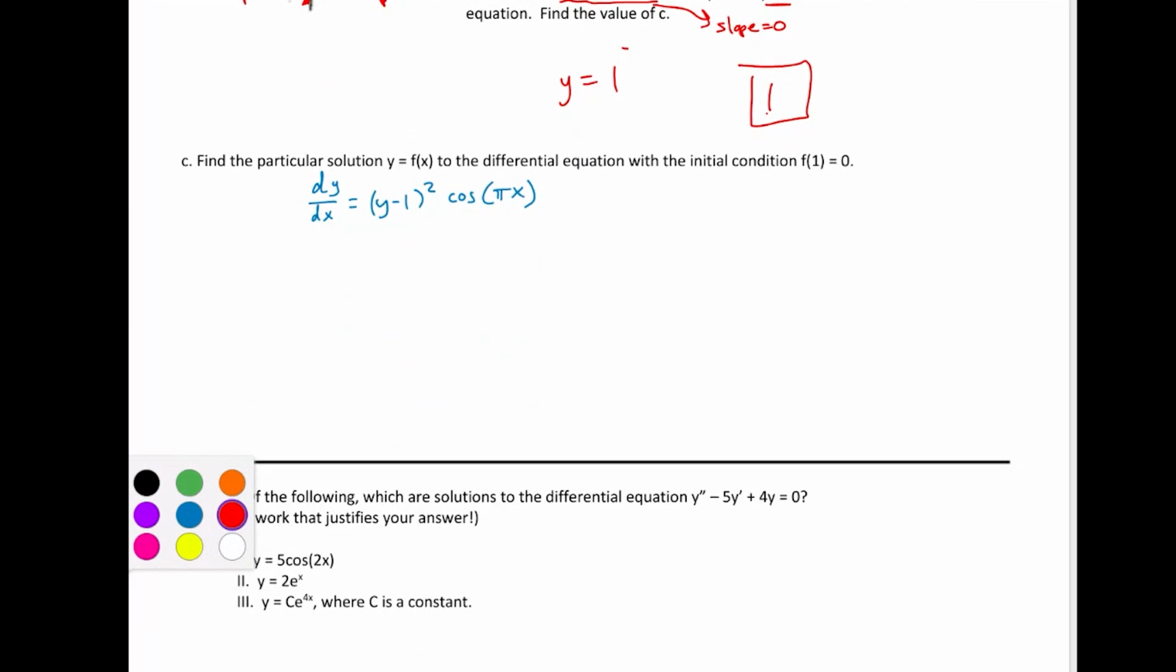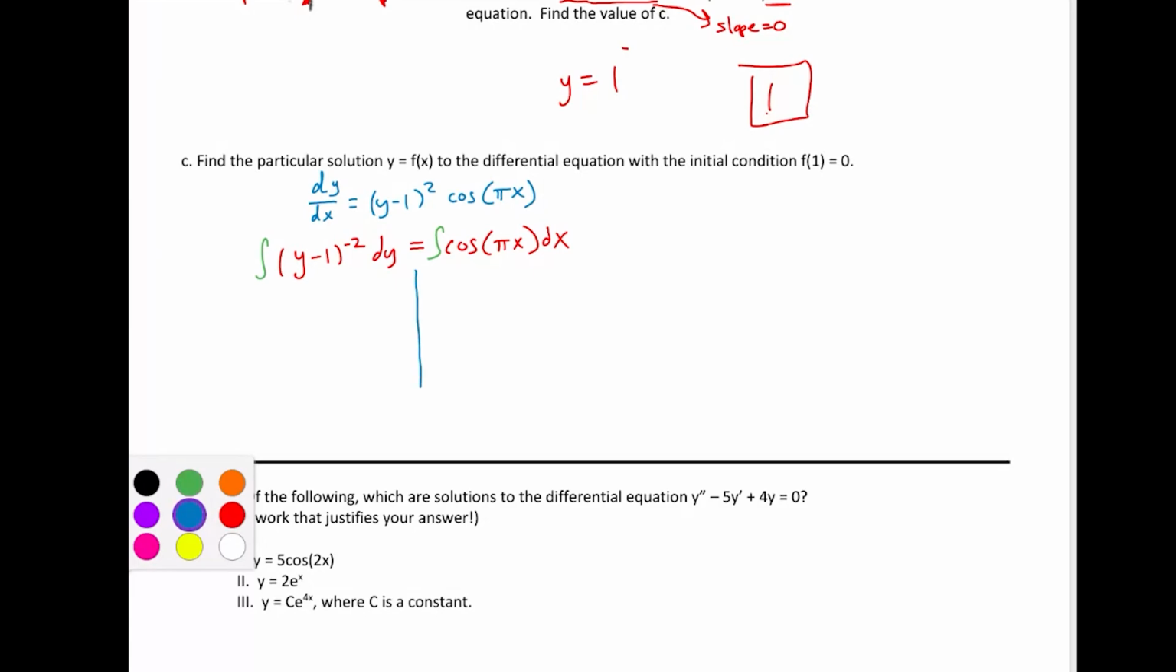And so first I want to separate the variables. I'm going to bring my y's over to the left, and I can do that by dividing both sides by y minus 1 squared. So I'll have y minus 1 to the negative 2 dy, and I can multiply that dx over to the right-hand side. Now I want to integrate both sides, and I'm going to have to do a u substitution on both sides here because both sides are composite functions.